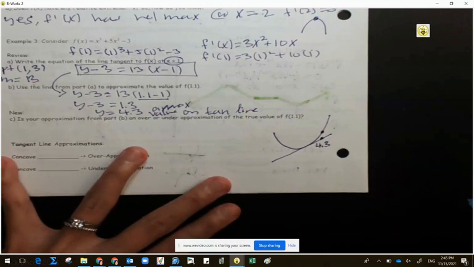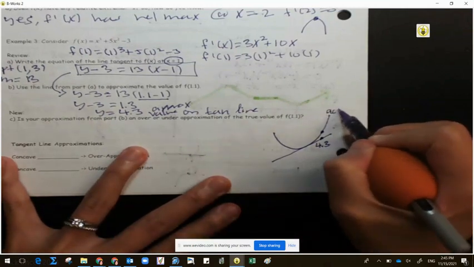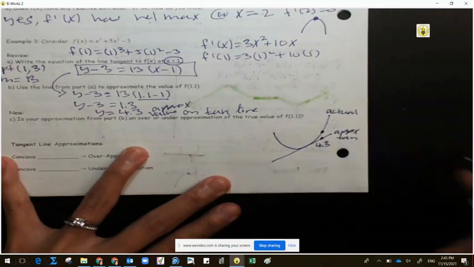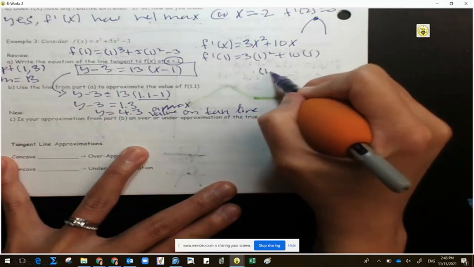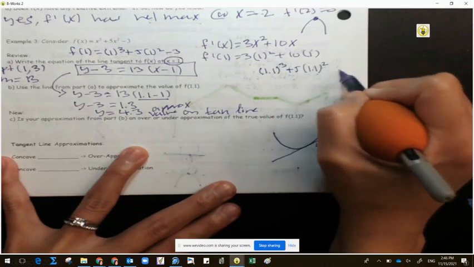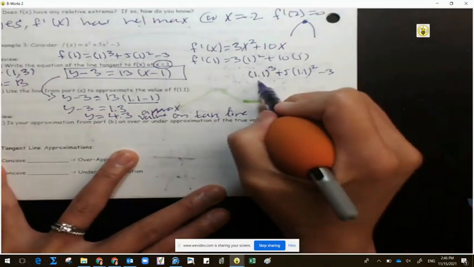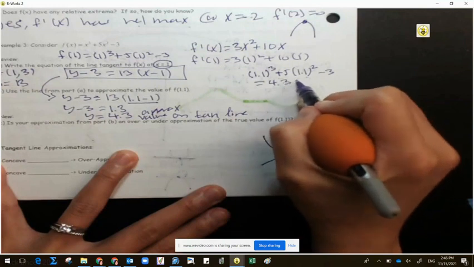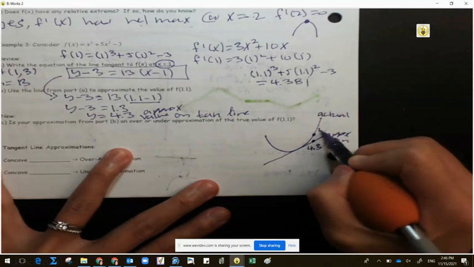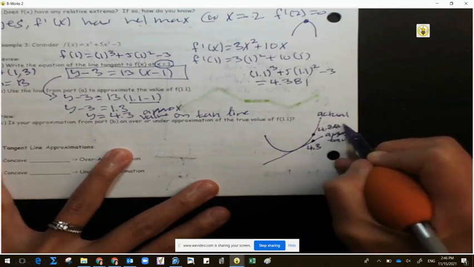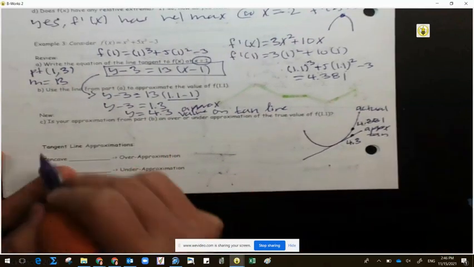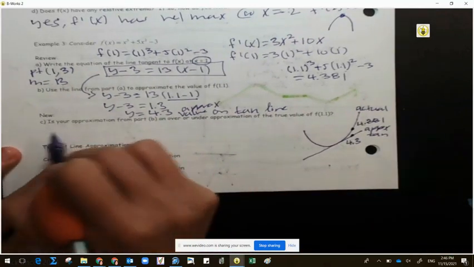So this is the actual graph. This right here is the approximated tangent graph. It is above. So let's plug it in. If I plug in 1.1 all cubed plus 5 times 1.1 all squared minus 3, and yes, we should need a calculator, but I'm going to say I could do this in my head, which I can't. Do we actually see that that number is bigger than our approximated value? And the reasoning is because it's concave up. So let's go ahead and prove why it's above.